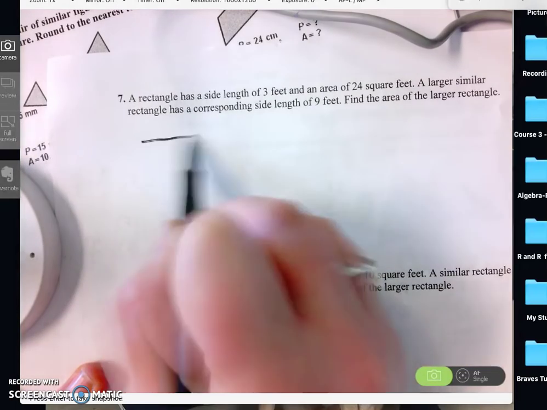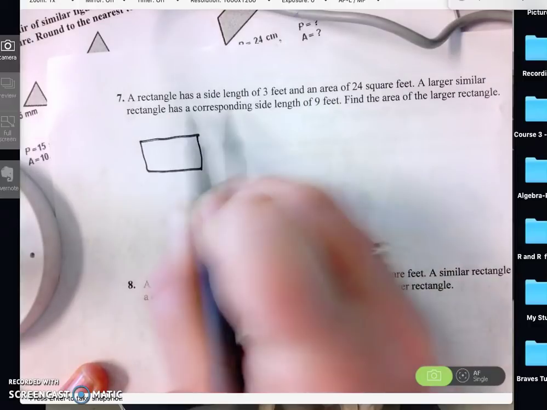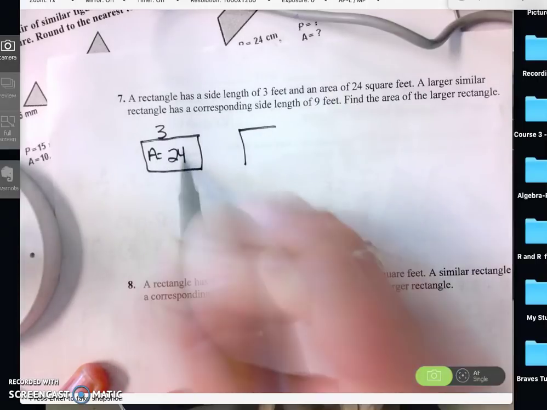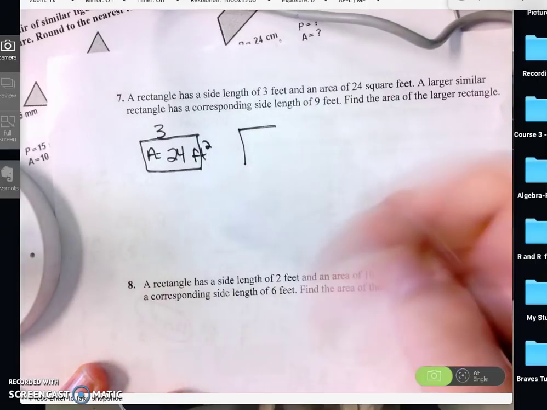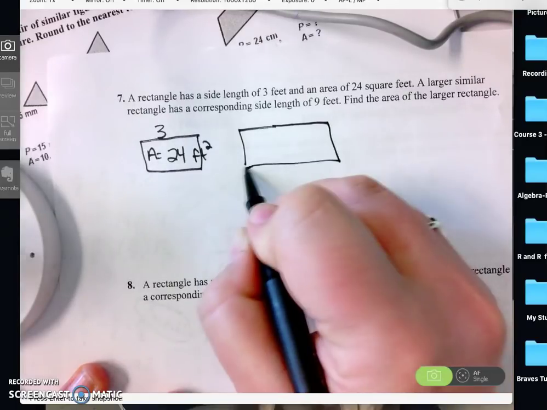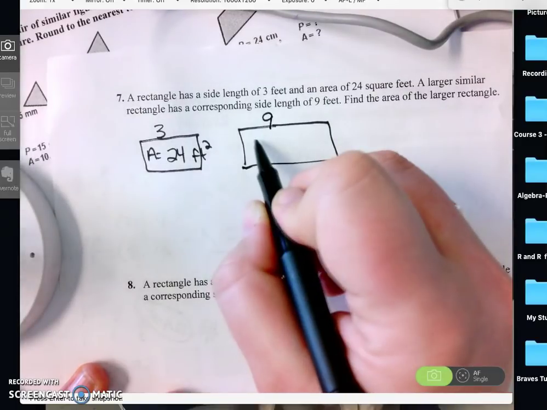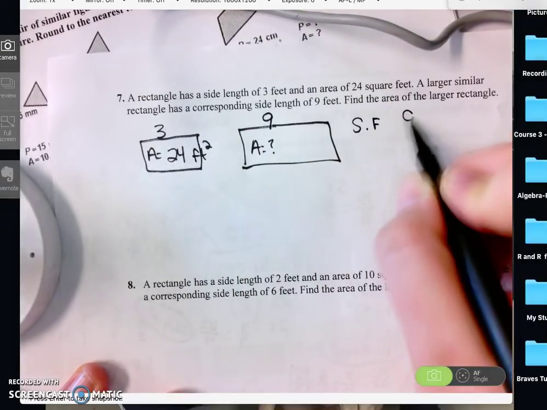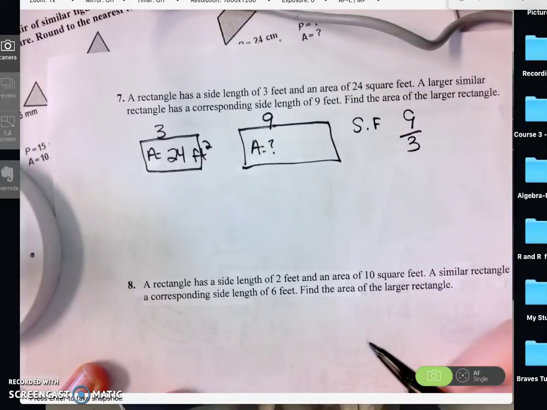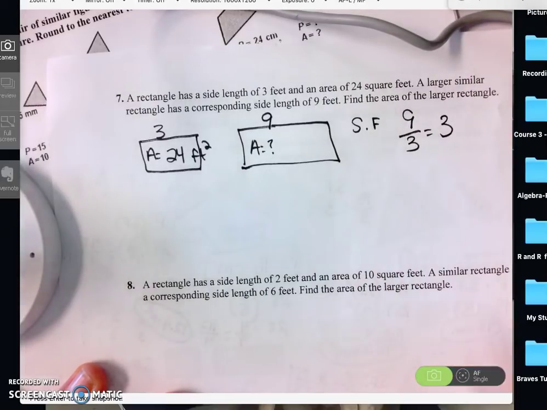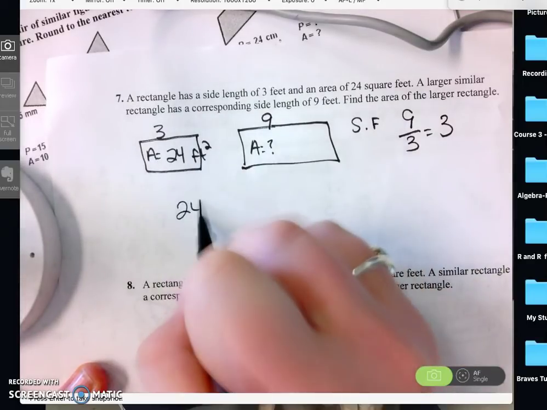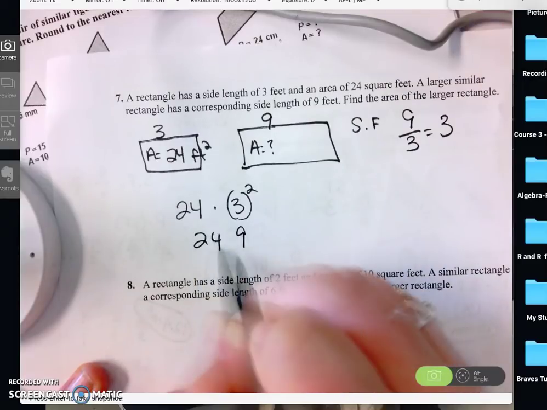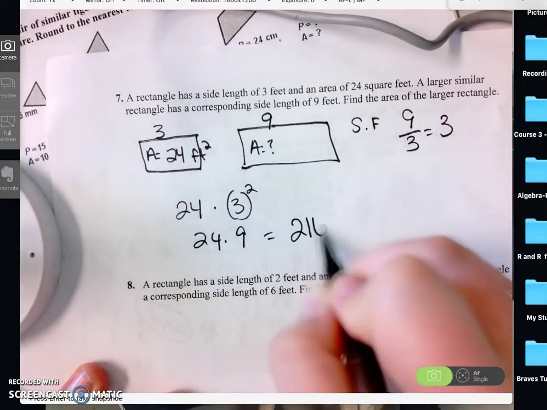For the back side, I like to draw a picture. So a rectangle has a side length of 3 feet, and the area is equal to 24 square feet. Then a similar but larger one has 9, and the area is unknown. So this is our missing, so our scale factor is our missing over our known, which reduces down to 3. Now 24 times 3, the scale factor, squared. So 24 times 9, which is 216 square feet.